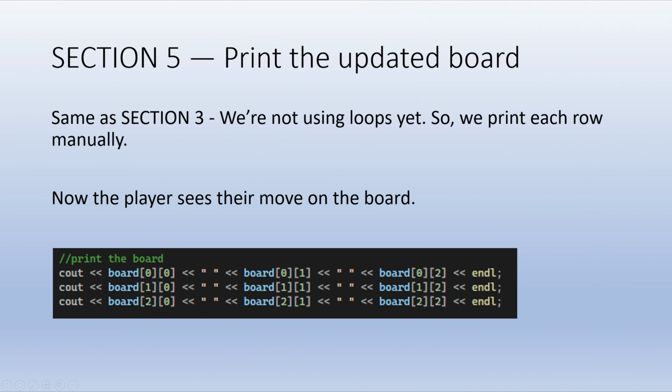Next, section 5, print the updated board. Now that we have successfully modified the array in memory, we need to show the player the results of their action. Just like we did back in section 3, we are going to use our manual print statements to display the grid one more time. Since we are still avoiding loops at this stage, we simply repeat those same three cout lines to print out each row manually from memory. They will see the board update with their chosen number instantly replaced by a capital X.